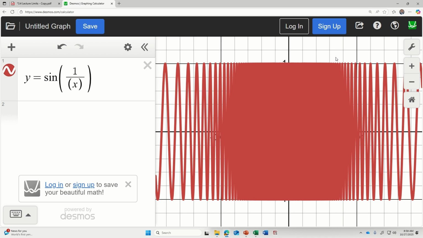So again, if you were asking about the limit as x approaches 0, it doesn't matter if you're talking about it from the right side or the left side. The limit just doesn't exist, right? There's not a single point that you're approaching. You're not approaching infinity. You're not approaching negative infinity. It's just getting wound up crazy.